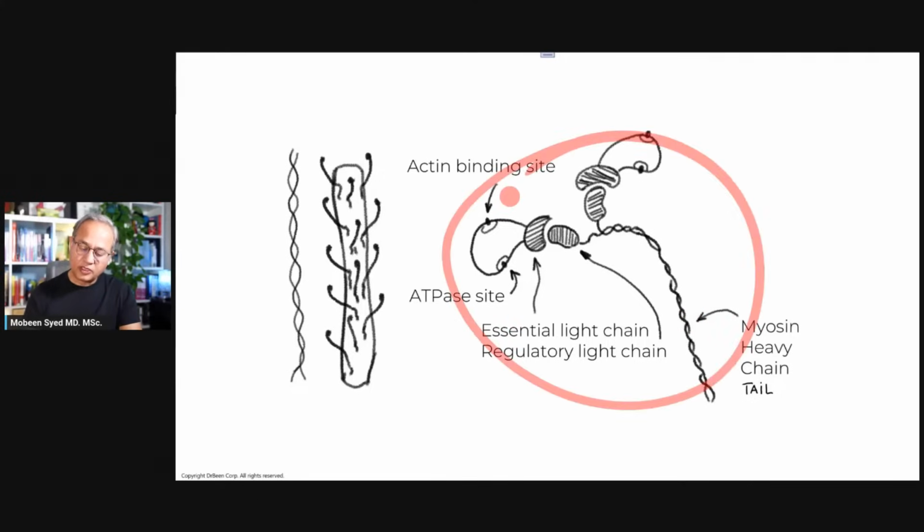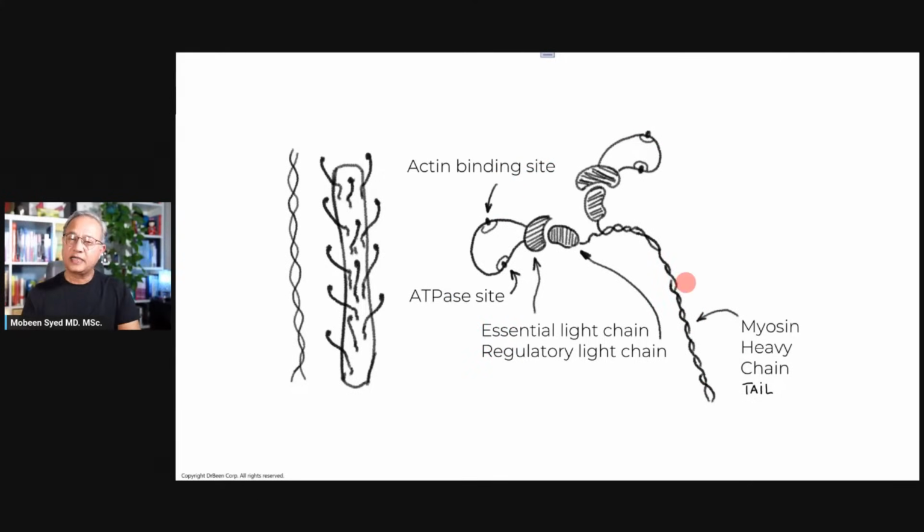Here is a zoomed in structure of this. This protein has a tail, with a hinge region, not very interesting for us. Then it has a couple of light chains. One of them is a regulatory light chain and the other one is the essential light chain. But what is more interesting is this heavy chain over here of this myosin head.